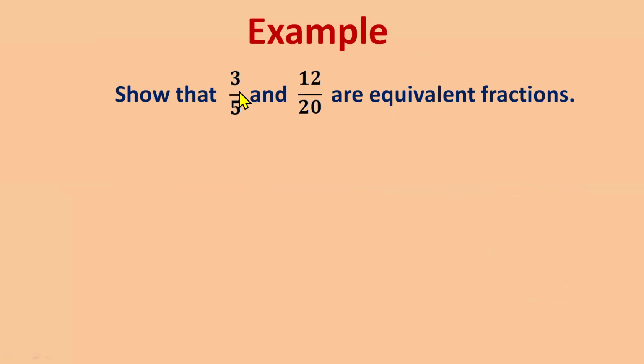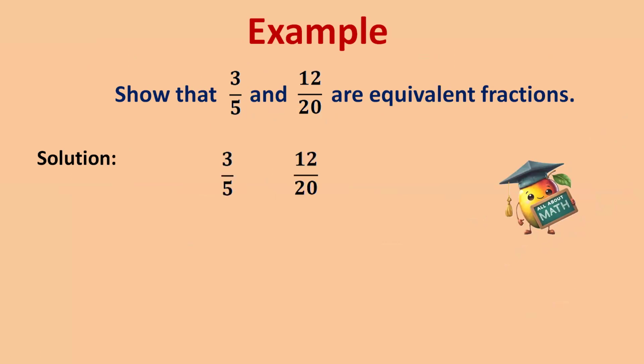So the question is, show that 3 by 5 and 12 by 20 are equivalent fractions. We have to show they are equivalent fractions. And let's see how we can show they are equivalent fractions. Let's use the cross multiplication method. So we'll write 3 by 5 and 12 by 20 on the other side, giving some space between them so that we can make that cross.